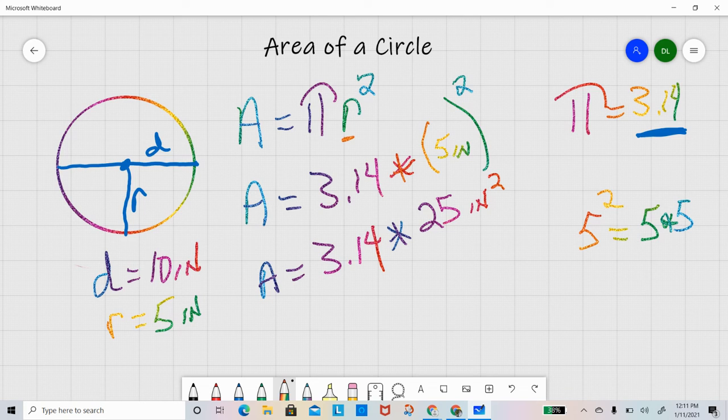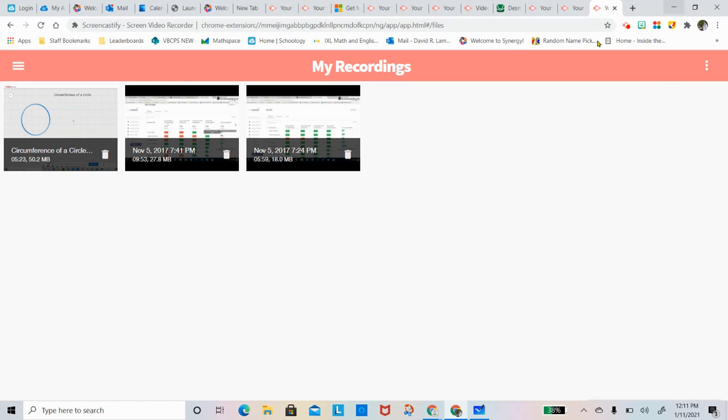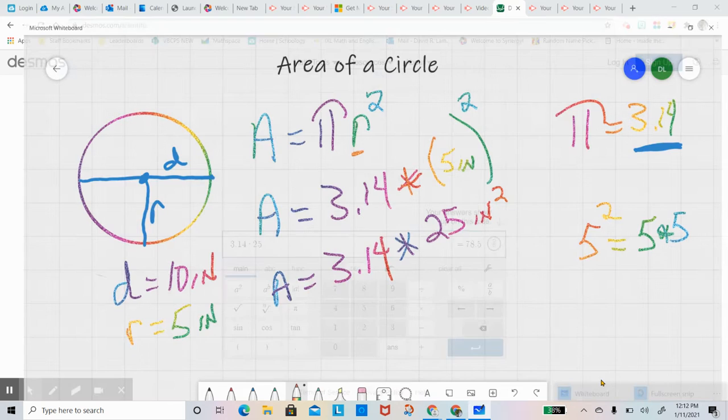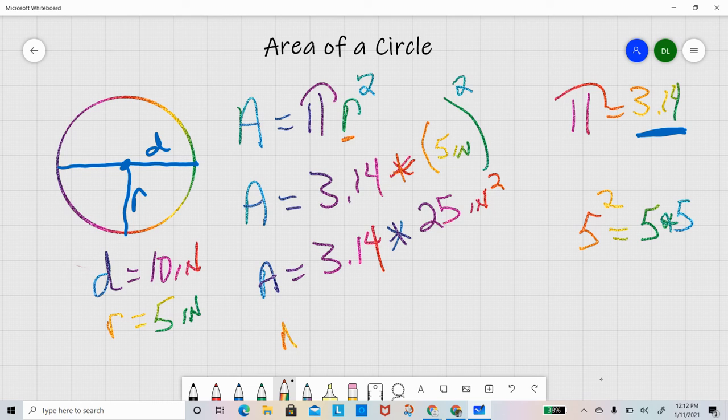Now that's a little tough to do. So I'm going to come over here to my Desmos calculator, and I'm going to say, okay, if I have 3.14 times 25, it shows you that my answer is going to be 78.5. So 78.5. Now I go back to my picture where I was doing all this fancy work, and I say area equals 78.5. And remember, this is inches squared.